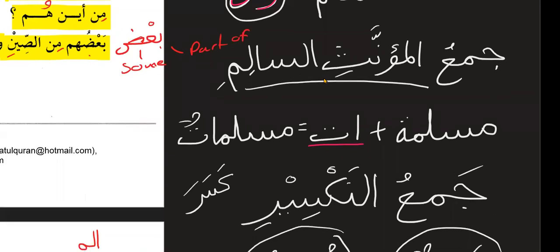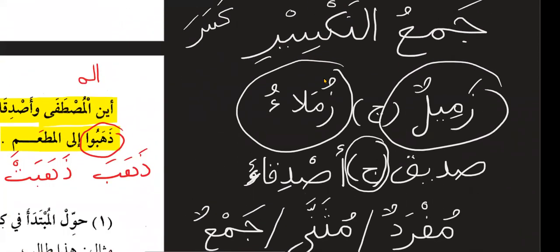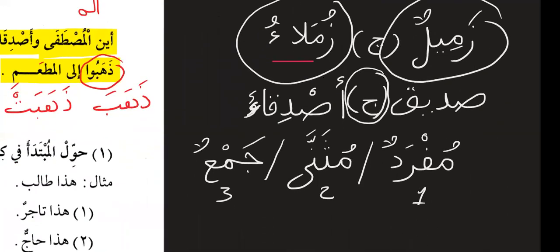And then we briefly mentioned جمع التكسير, irregular plurals, broken plurals, and that they do not look like the singular, and that they have many patterns which we will cover soon. And we mentioned mufrad being singular, muthanna being dual, and jam' being plural.